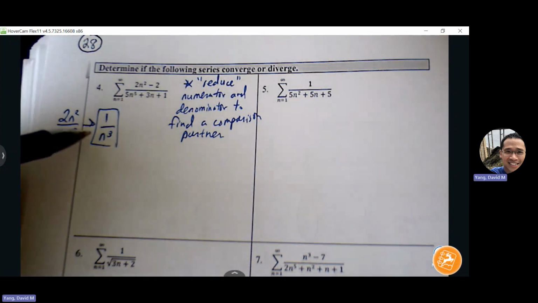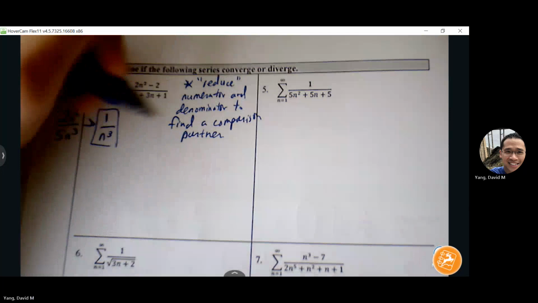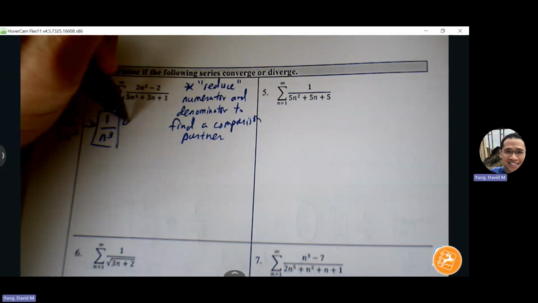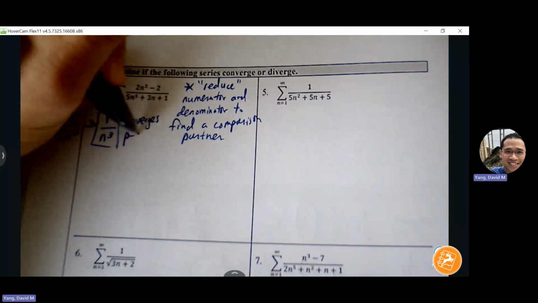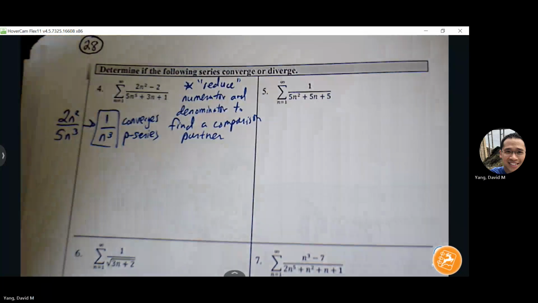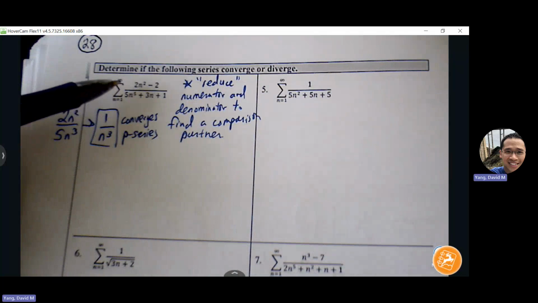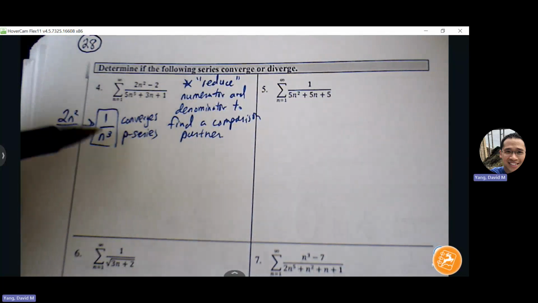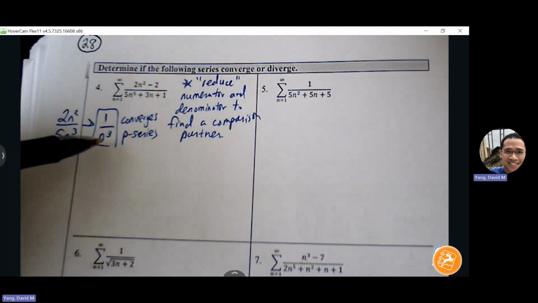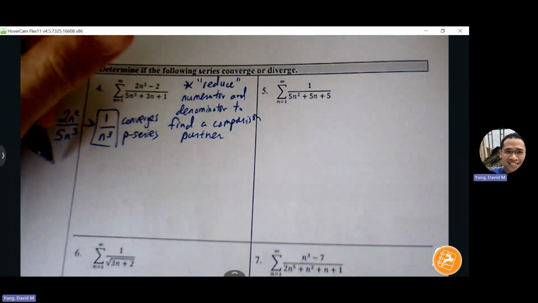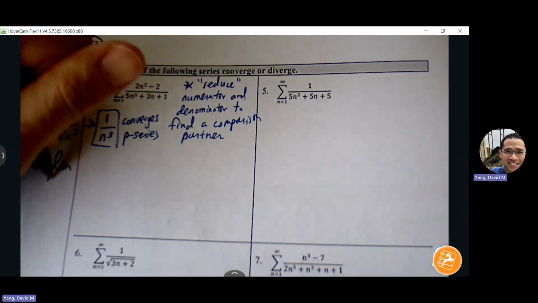Now, what do you know about the series here? This converges by what? P series, right? So if I can get the limit of one over the other to equal a real number, then I know that this series must also share the same behavior as the series we're comparing with. Okay, so limit as n approaches infinity.